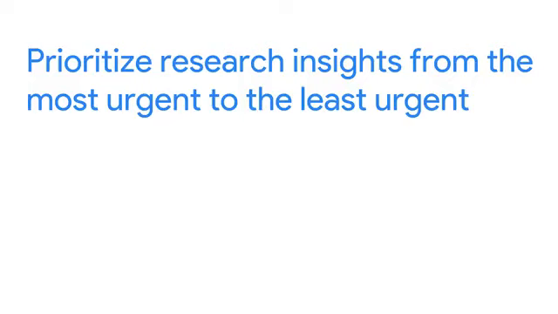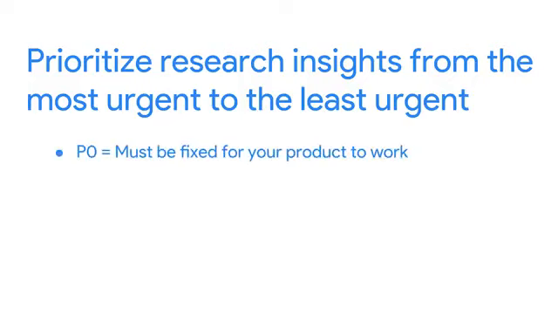There are a few insights that should be considered for priority 0 or P0, which means they must be fixed for your product to work. For example, were there any parts of the design that prevented the user from completing the main user flow? Imagine if users weren't able to book a dog walker in our dog walking app. That's definitely something we'd want to fix and would be considered a P0 issue.